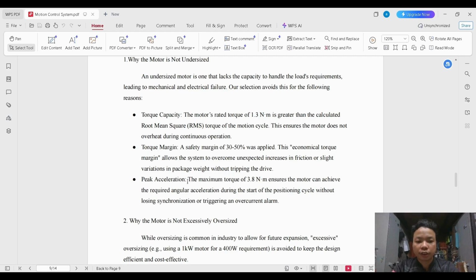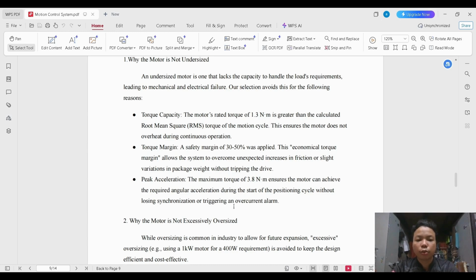For the acceleration, the maximum torque of 3.8 Newton meters ensures the motor can achieve the required angular acceleration during the start of the positioning cycle without losing synchronization or triggering an overcurrent alarm.